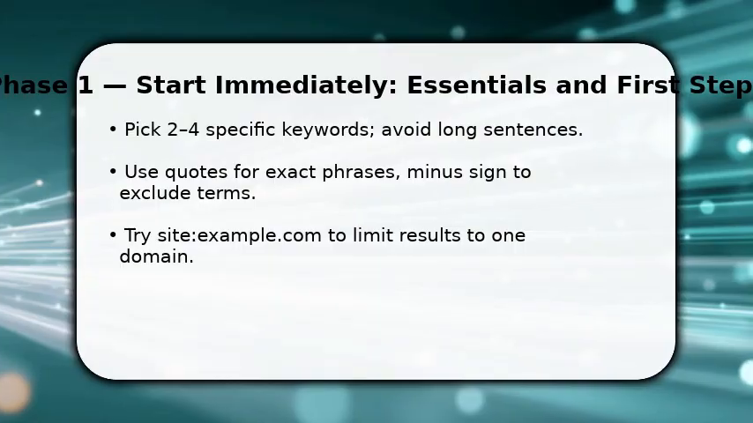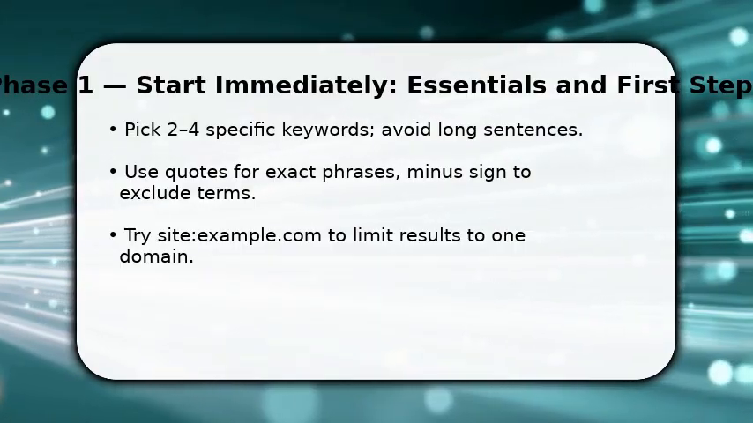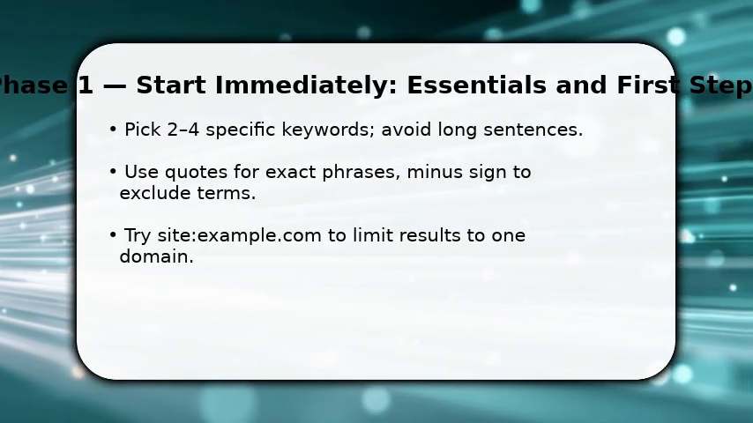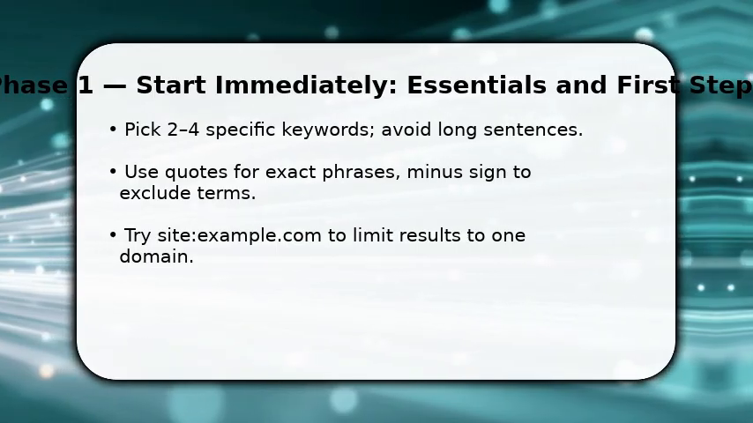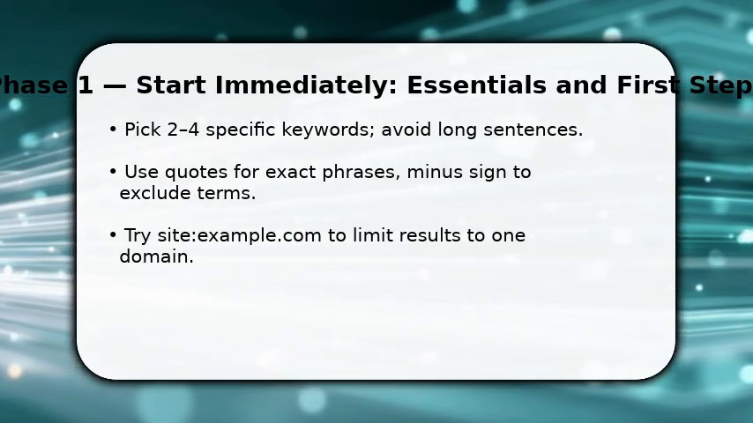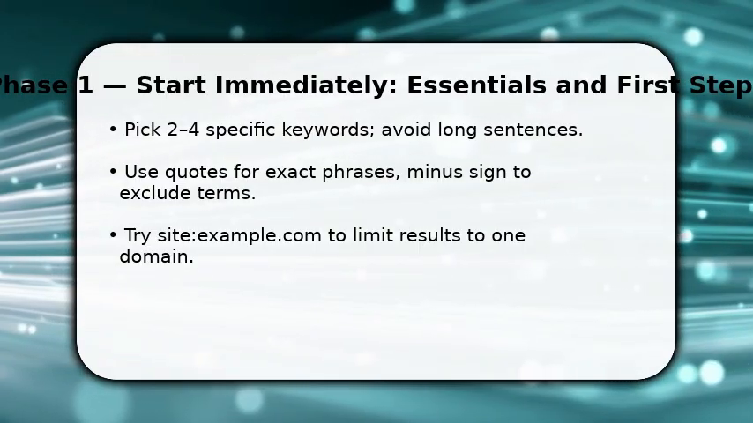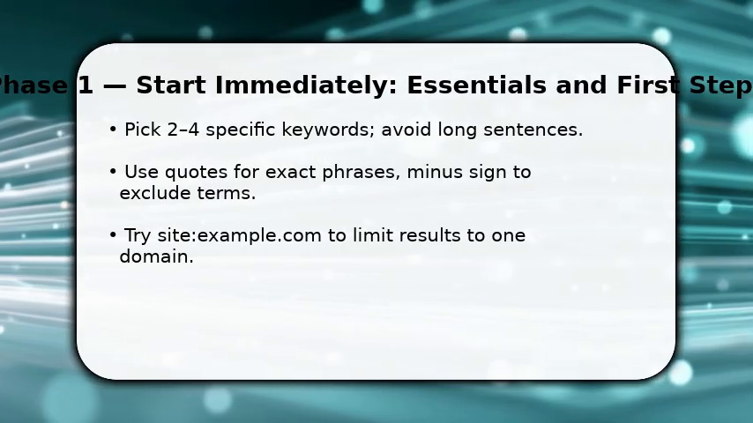You begin by narrowing intent. Choose 2 precise keywords that capture the concept you need. Put quotes around exact phrases to lock word order and use a minus sign to remove irrelevant topics. This reduces noise. Try cite to focus on a single source when you need authoritative info.